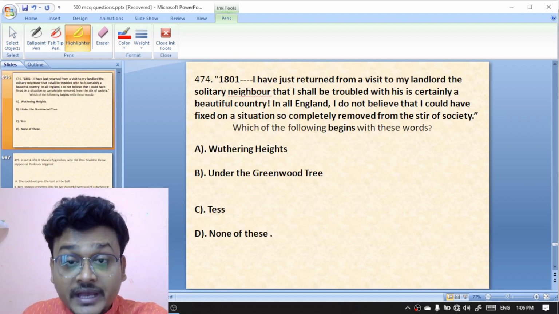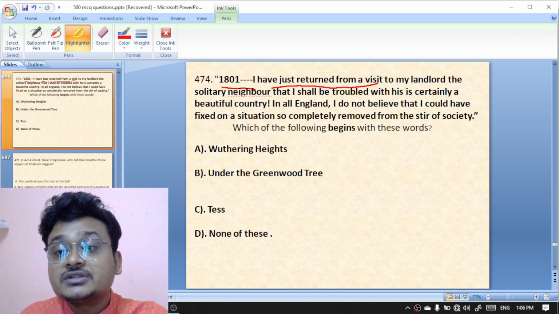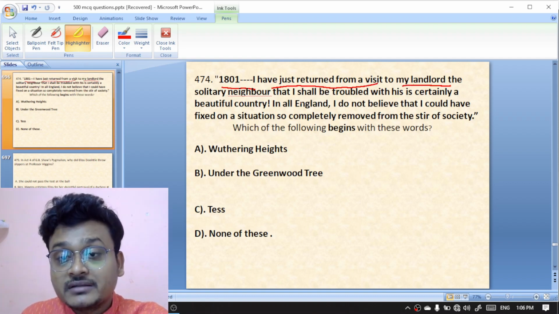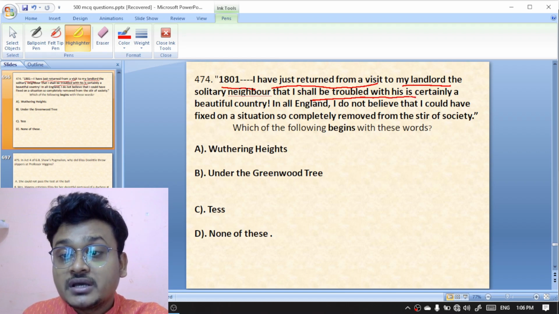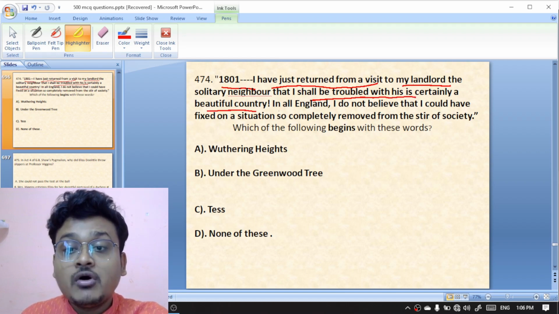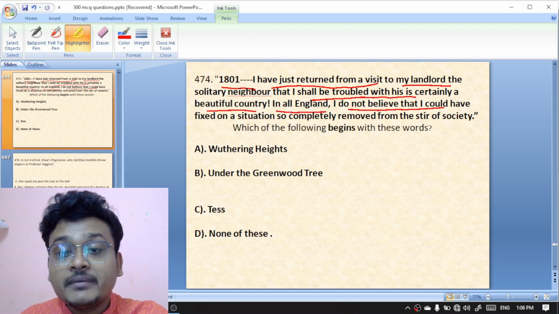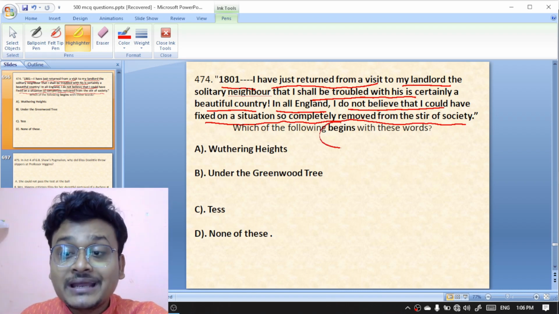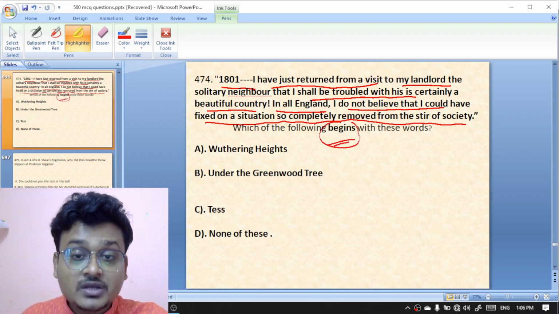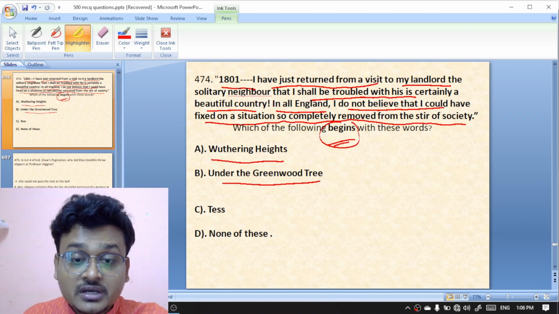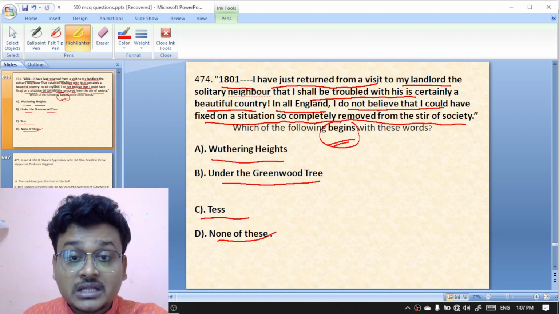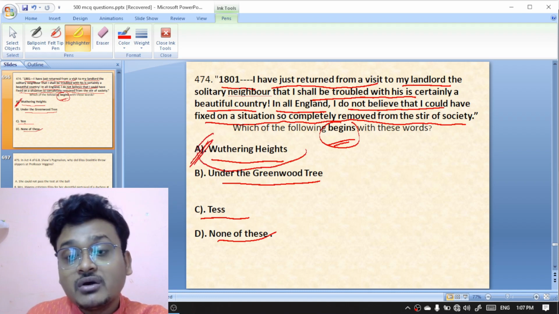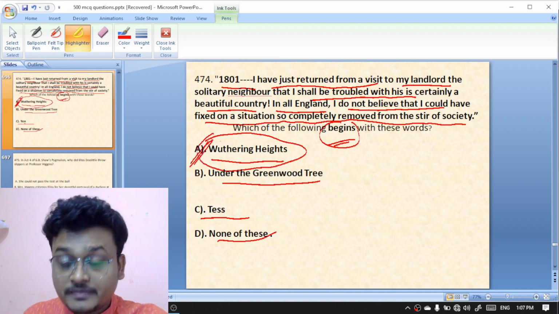Next question. 1801. I have just returned from a visit to my landlord, the solitary neighbor that I shall be troubled with. This is certainly a beautiful country. In all England, I do not believe that I could have fixed on a situation so completely removed from the stir of society. So these are the opening lines of which work? Wuthering Heights, Under the Greenwood Tree, Taste, none of this. So these are the opening lines of the novel Wuthering Heights. Next question here.